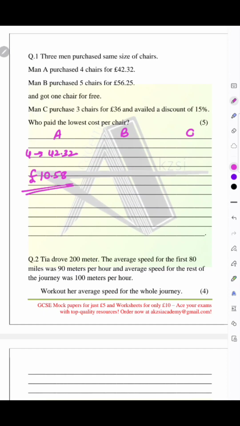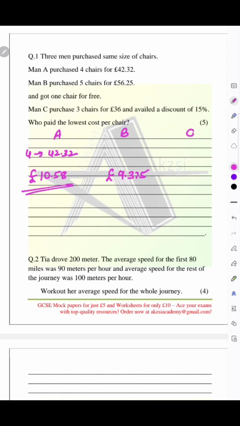For the next one, it's man B purchased 5 chairs for 56.25. Important thing is he purchased 5 chairs but got 1 chair for free. That means in total he actually got 6 chairs. So 6 chairs for 56.25. That means each chair costed him 9.375 pounds.